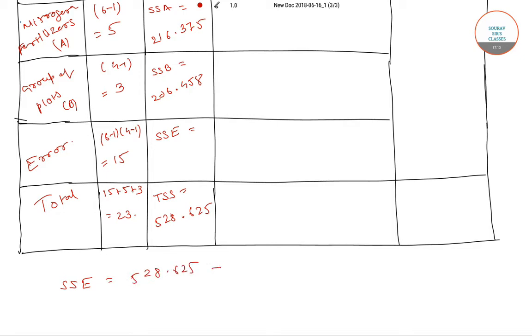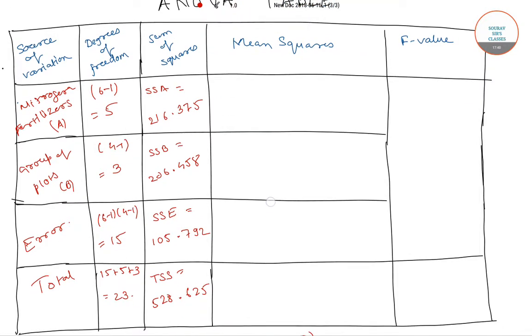Then our SSE would be equals to 528.625 minus 216.375 minus 206.458, which is equals to 105.792. So our SSE is equals to 105.792.